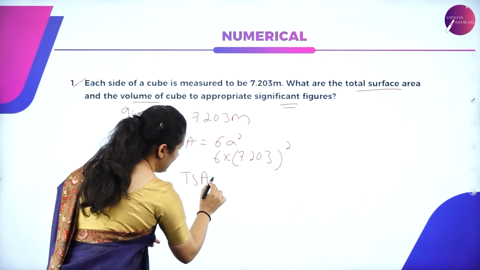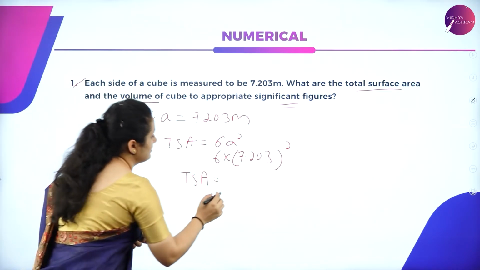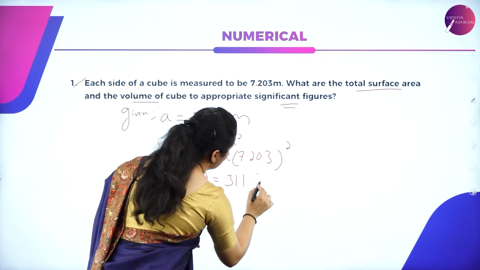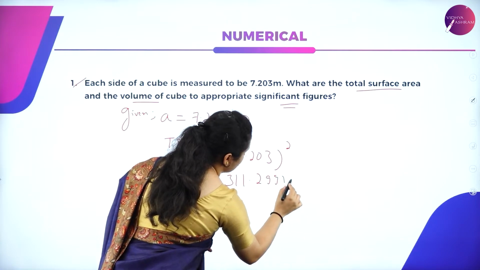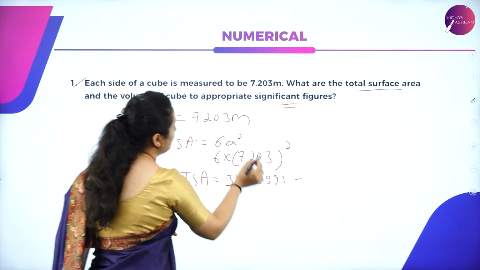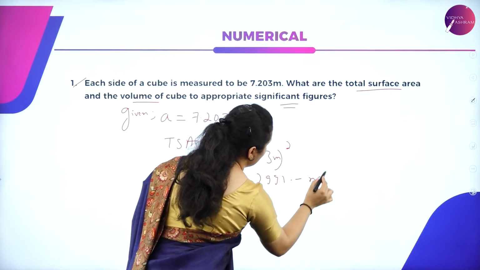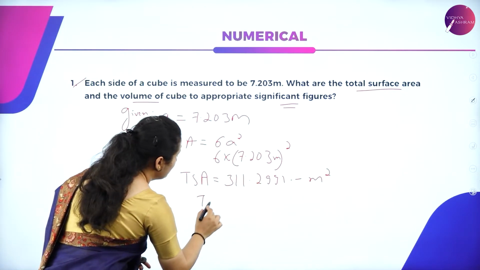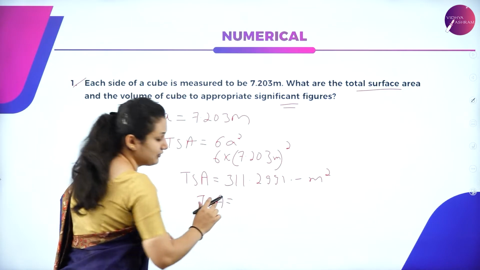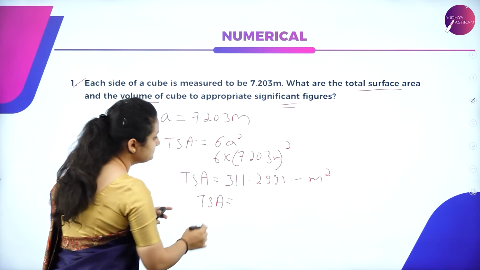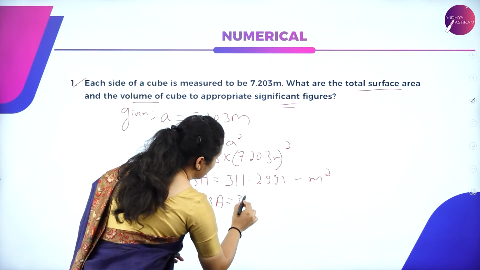So what will be my answer now? TSA, take your calculators and try solving it. The answer will be 311.2991. You have meter, so this will be meter square. So how will I round off now? Round off the significant figures to write the final answer. Consider round off to 4 significant figures.